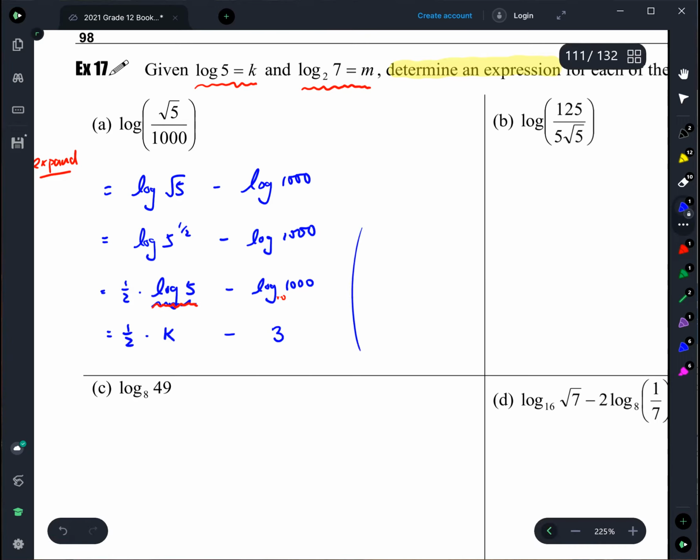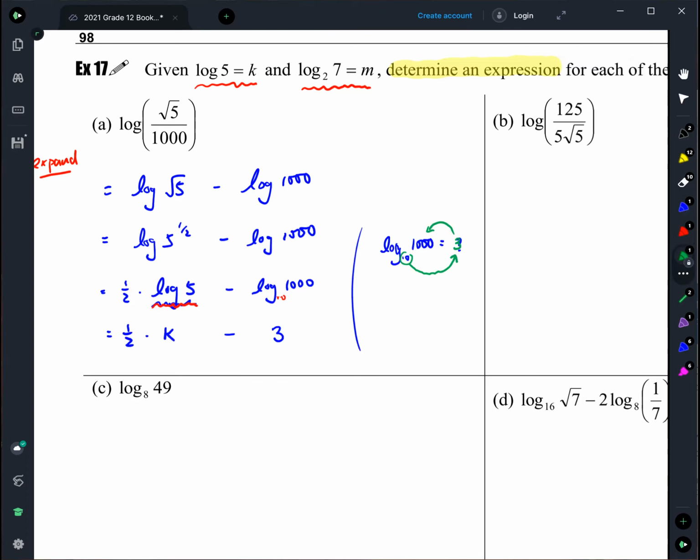You can think on the side, it's not part of the steps. Think on the side, log base 10 of 1000. What does it equal? You put a question mark, then you use counter clock. 10 to the 3 is 1000, so that question mark is 3. So you replace it, but this is not necessary to write out. You're supposed to do it in the head.